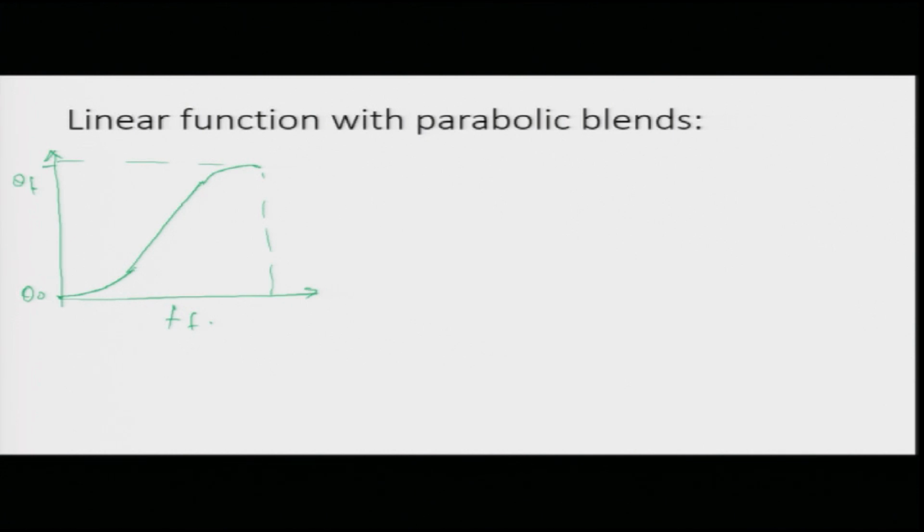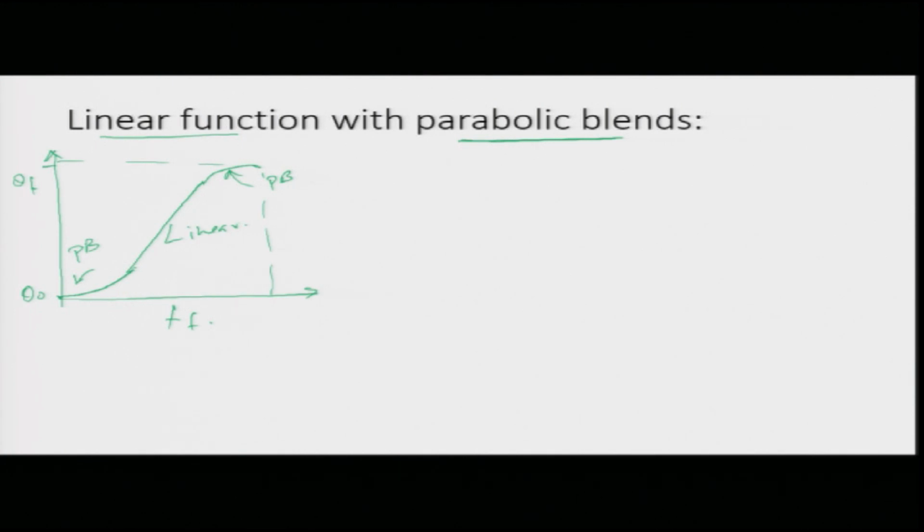So, there are 2 parts. There are parabolic blends. There are 2 parabolic blends and there is a linear part. This is my parabolic part, which we call a parabolic blend, and at the end part we also have a parabolic blend. This part is my linear part.